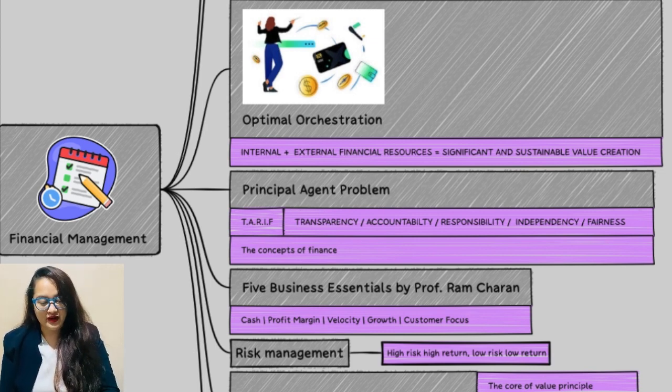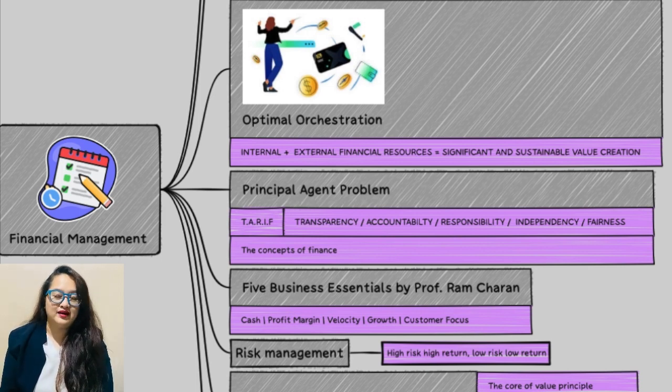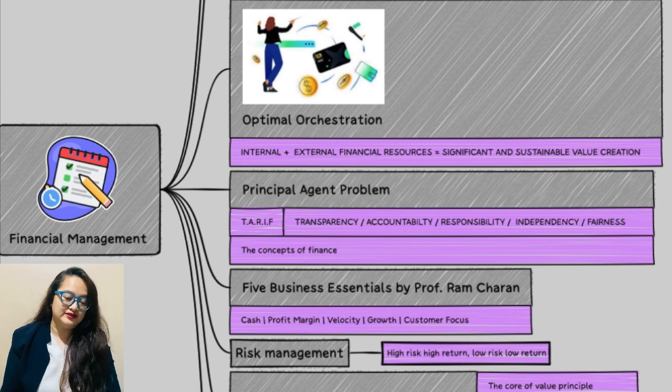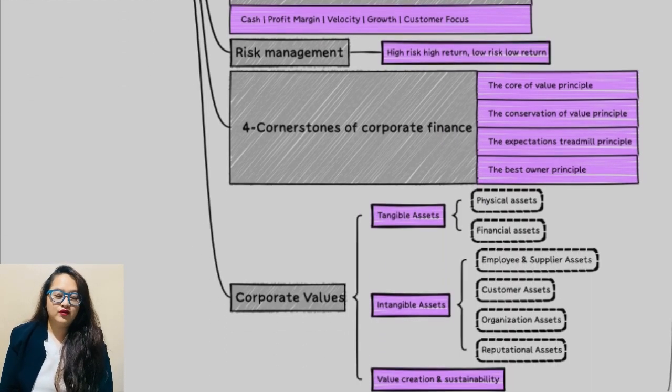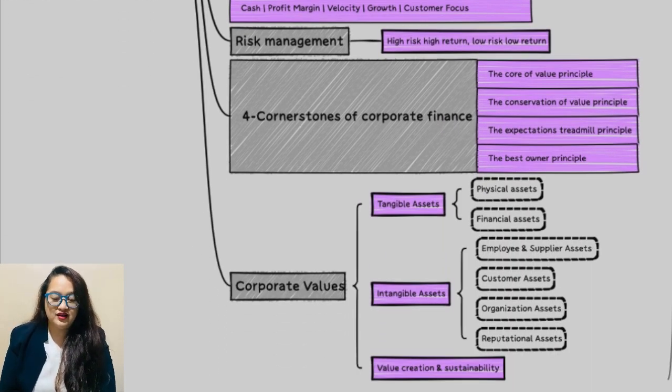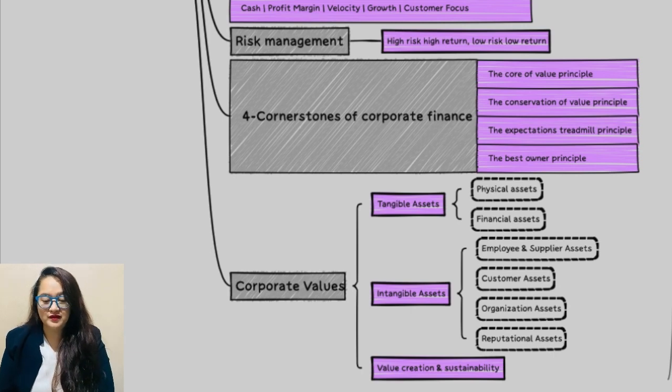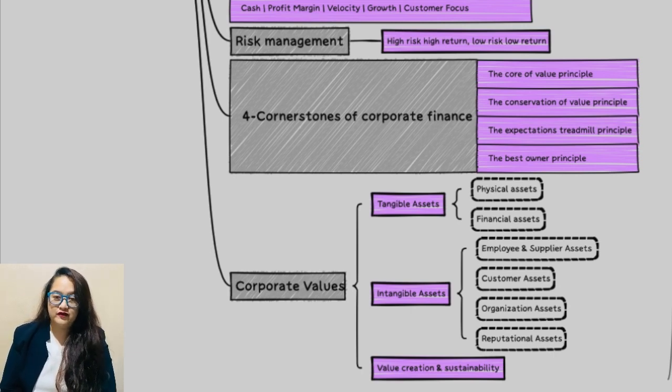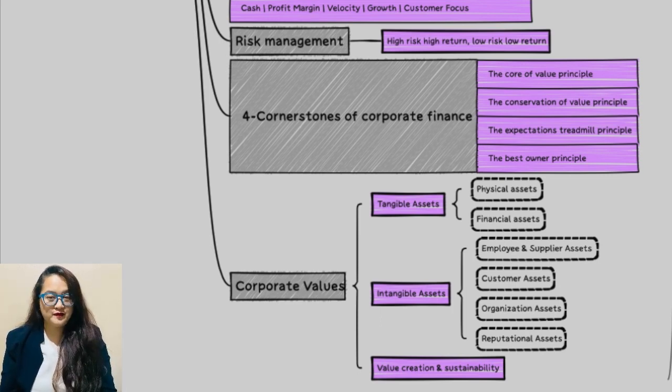And then don't forget about risk management. The conclusion of this topic will be high risk, high return, and low risk, low return. The next part is the 4 cornerstones of corporate finance. The first one is core value principle, followed by conservation of value principle, and then the expectation treadmill principle, and the best owner principle.